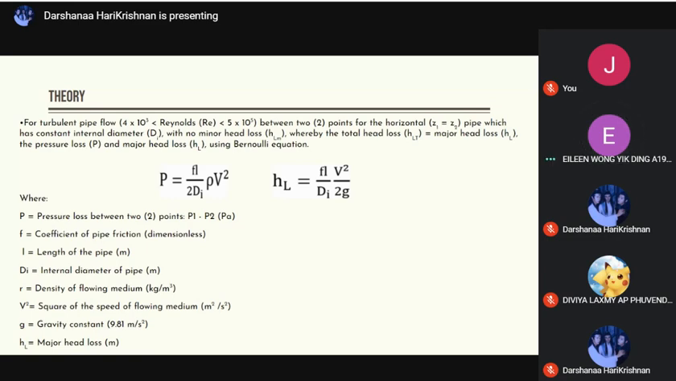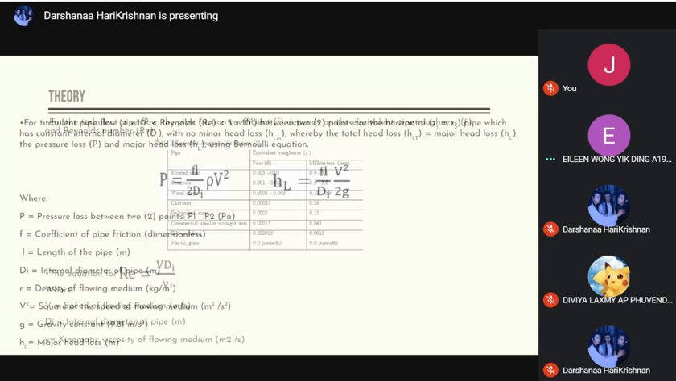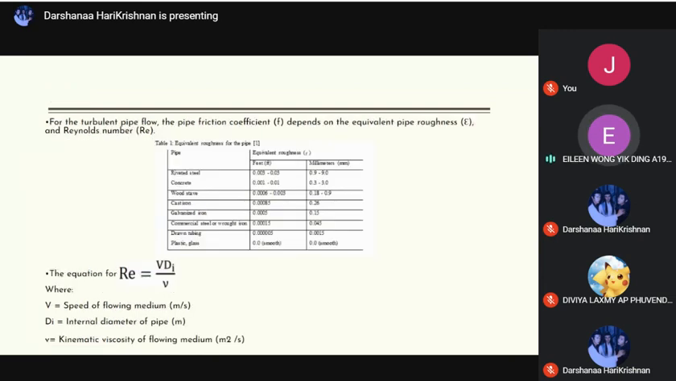So next. For the turbulent pipe flow, the pipe friction coefficient f mainly depends on the equivalent pipe roughness and the Reynolds number. So this is the table for the equivalent pipe roughness of some example pipes. The equation for the Reynolds number is the speed times internal diameter divided by the kinematic viscosity.